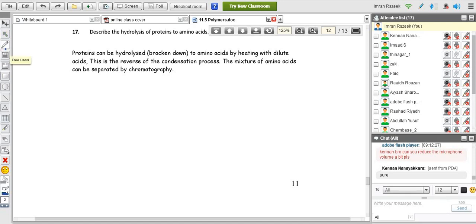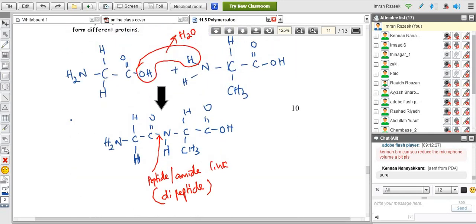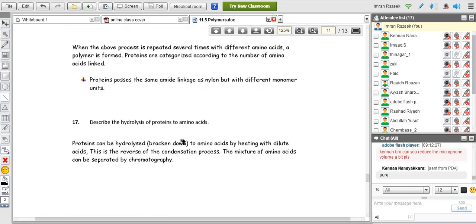So I'm going to draw this dipeptide here, which can be hydrolyzed. Since we have drawn the structure here already, I'm just going to erase this arrow and draw the opposite arrow. So this protein can be broken down to the respective amino acids with the help of acid or alkali. The backward reaction is what is referred to as hydrolysis. So proteins can be hydrolyzed, meaning broken down into amino acids by heating with dilute acids. This is a reverse reaction of the condensation process.